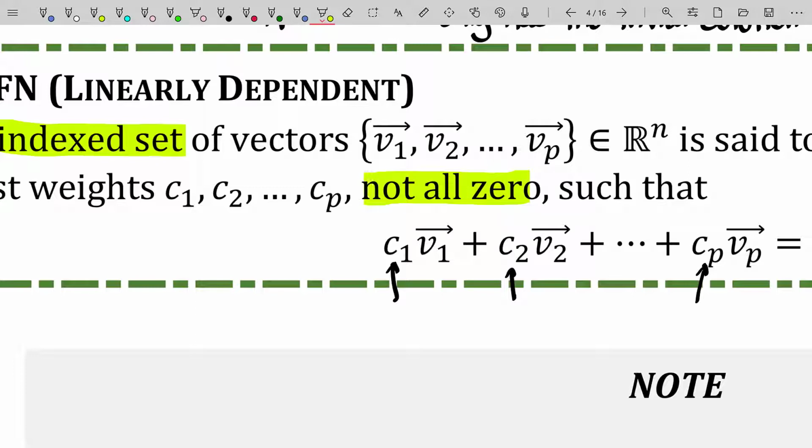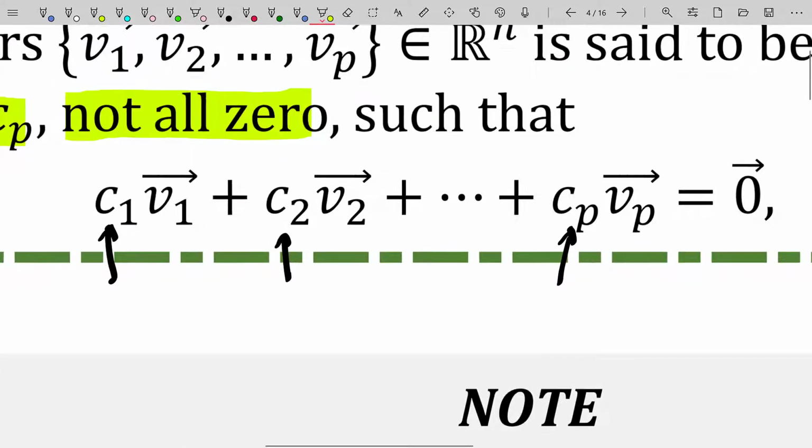There could be some that are 0, but not every single one. We don't want every single one of them to be 0 because that would be the trivial solution, and we don't want to work with the trivial solution. So we have to pretend as though one of these values, C1 through CP, is not 0, at least one of them. And we only need one combination of those that turns this linear combination of vectors into 0 to basically tell us that set of vectors is now linearly dependent.